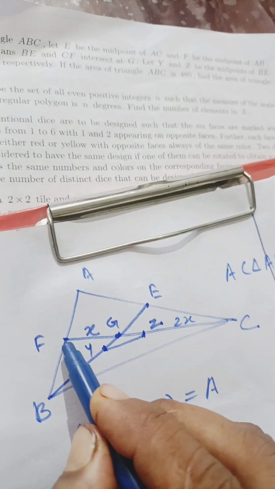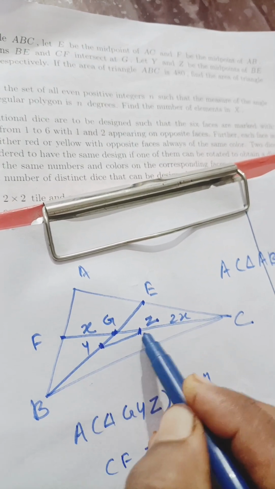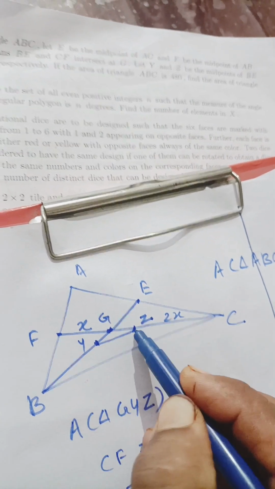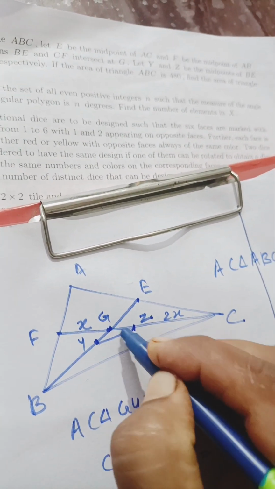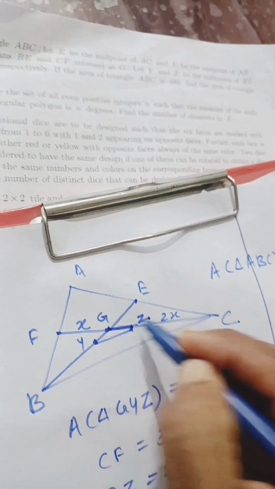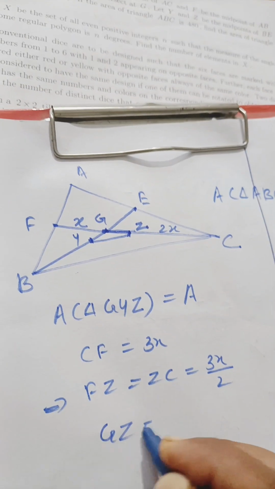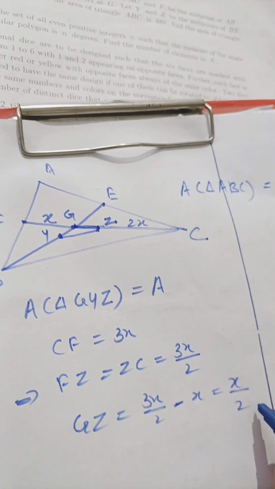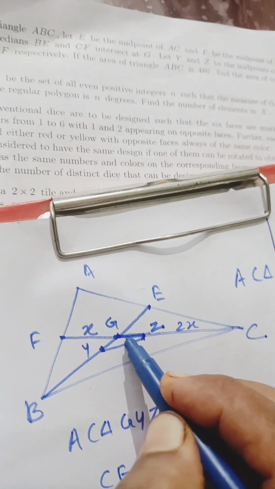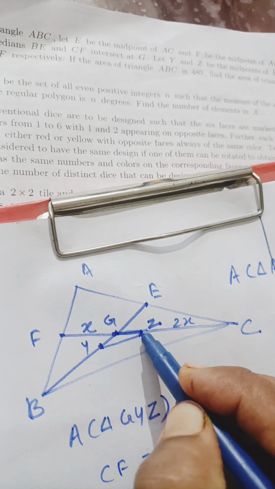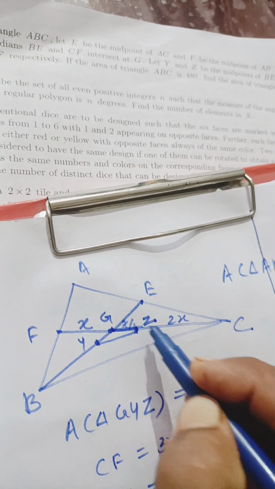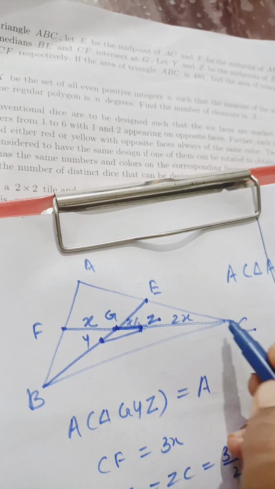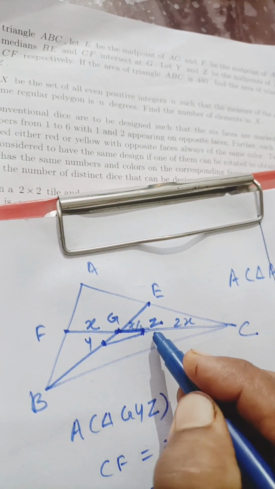Now we will think about this FZ. This is X. This total FZ is 3X by 2. So this small GZ will be 3X by 2 minus X, that is X by 2. Now see here, this GZ is X by 2 and this ZC is 2X. It means ZC is 4 times GZ.